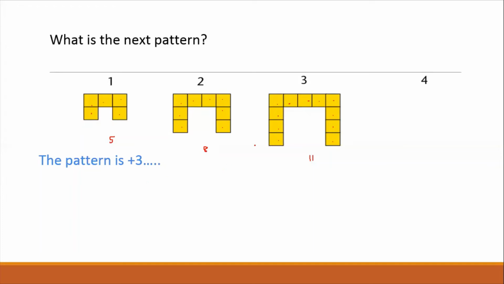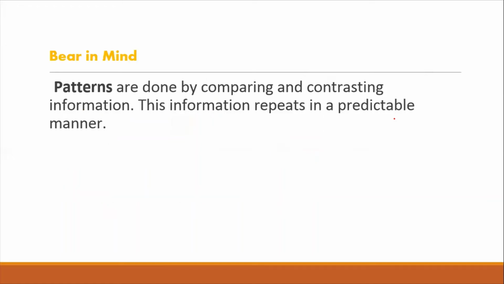And for our fourth pattern here, 11. 11 plus 3, how many squares will there be? The next pattern will have 14 squares. Please bear in mind that patterns are done by comparing and contrasting information. This information repeats in a predictable manner. So all we have to do is identify the pattern, or how the pattern repeats.